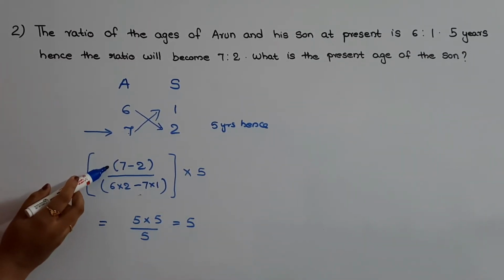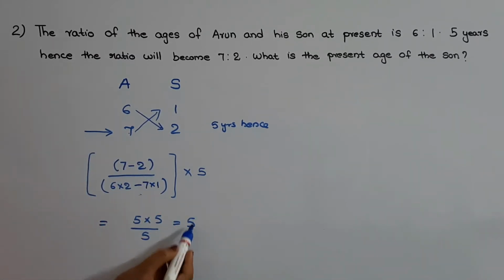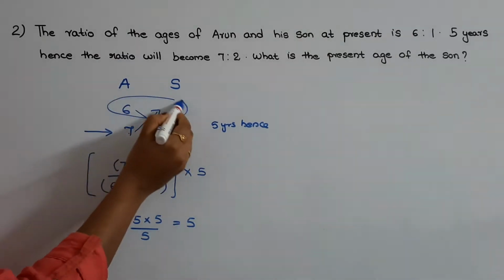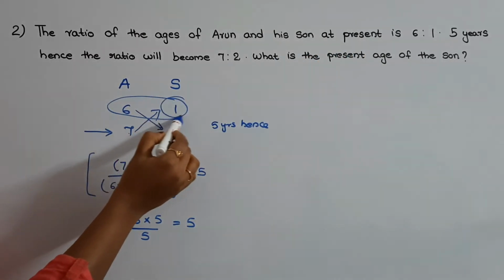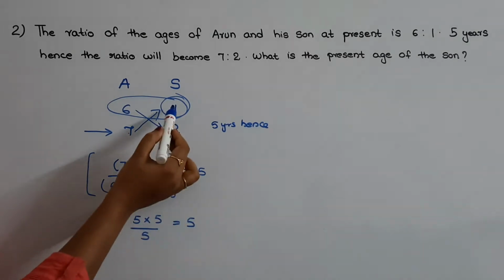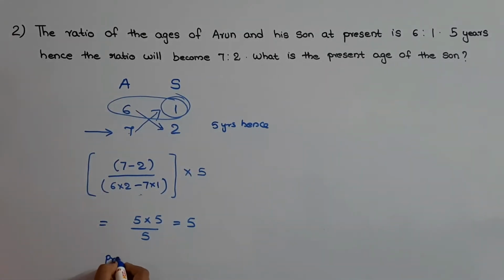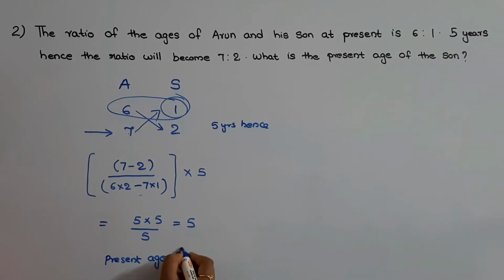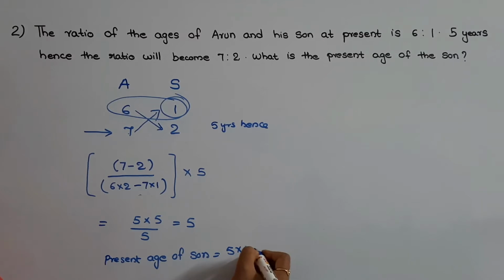Now in the numerator part, here we took the difference of this ratio, hence we need to multiply this value to these ratios. Okay, but here we need to find only the present age of the son, that is this one. So multiply this value to this one to get the age of the son. So the present age of the son is equal to, multiply this 5 by this 1. Okay, that is equal to 5 years.